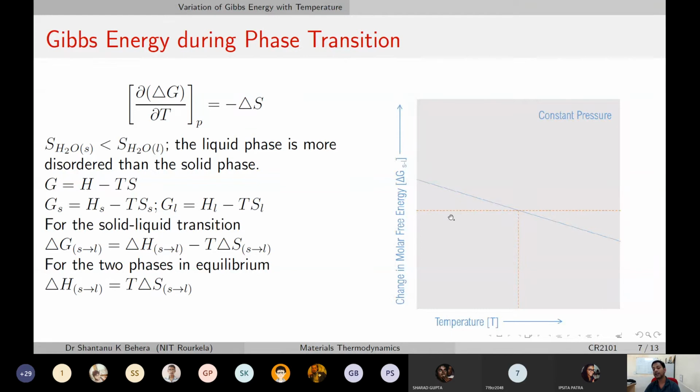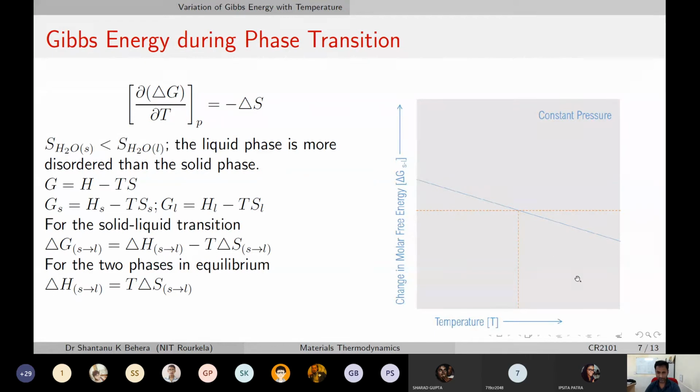At temperatures beyond this, the solid has a higher free energy and the liquid has a lower free energy. Therefore, the liquid free energy minus solid free energy is a negative number. That's why liquid is going to be stable here. And it's the reverse here: the solid has lower free energy and the liquid has higher free energy. The free energy of liquid minus solid is a positive number here. That's why solid is going to be stable here, and liquid is going to be stable there.